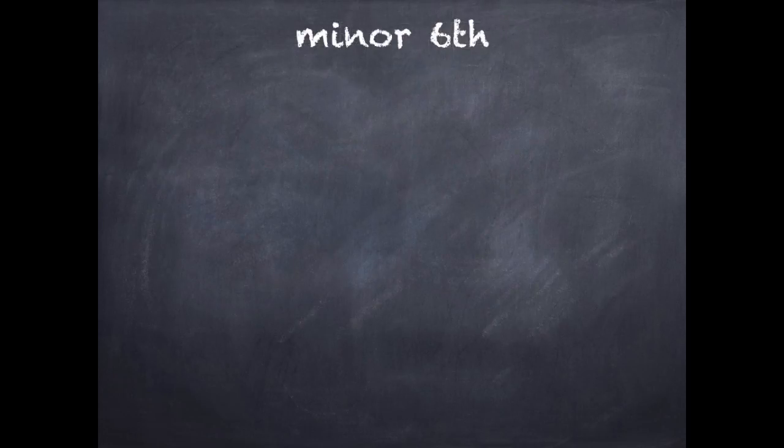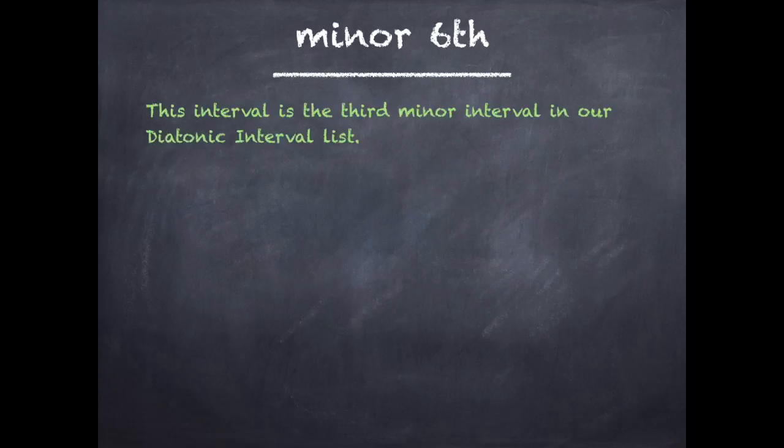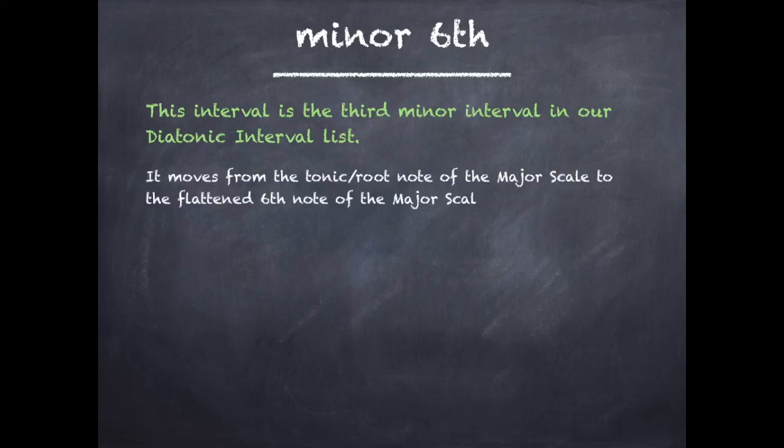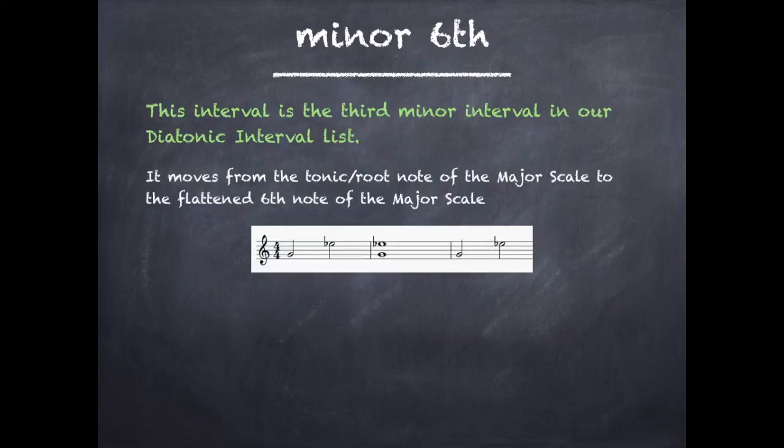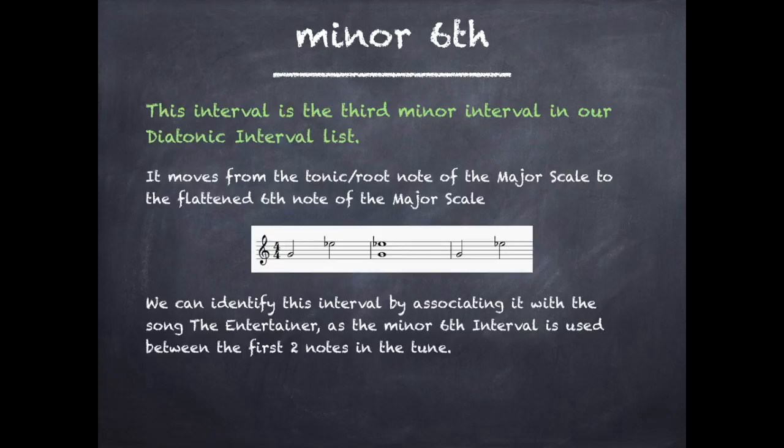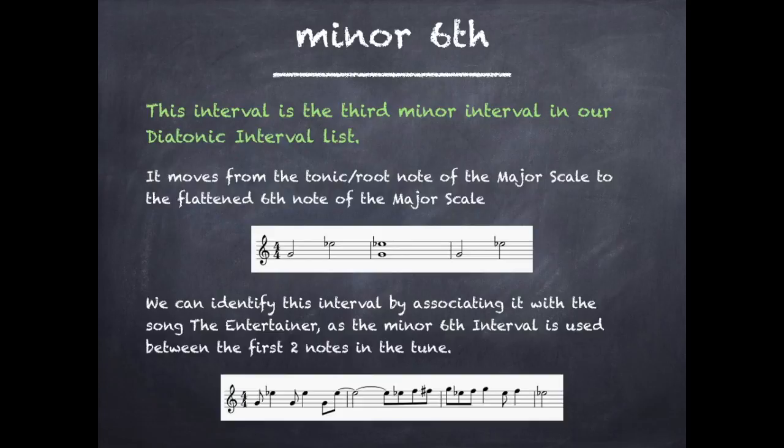The minor sixth. This interval is the third minor interval in our diatonic interval list. It moves from the tonic or root note of the major scale to the flattened 6th note of the major scale. We can identify this interval by associating it with the song The Entertainer by Scott Joplin, as the minor 6th interval is used between the first 2 notes in the tune.